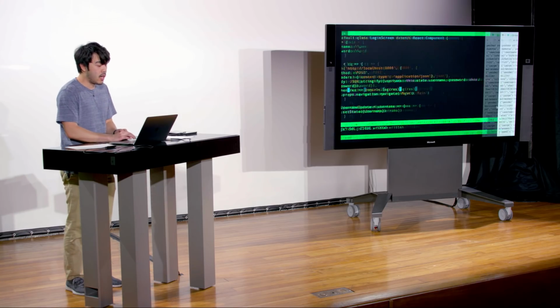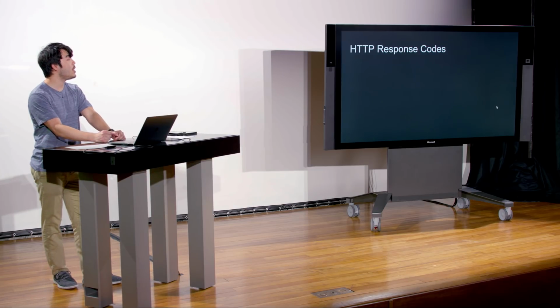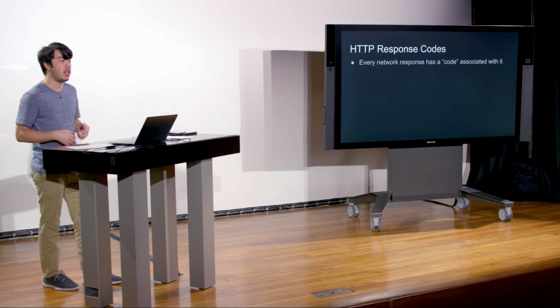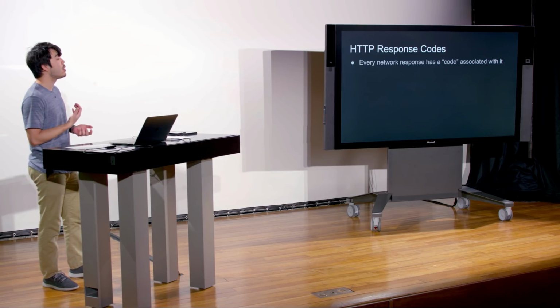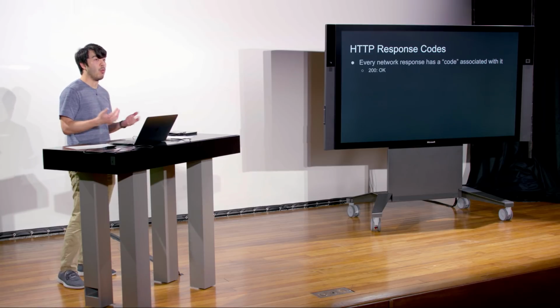Well, it turns out that's not an arbitrary number. That number is actually part of a standard. It's an HTTP request code. So every single network response actually has a code associated with it. And these codes, they mean something. It tells you exactly whether or not this response or this request was successful. And so if everything went great, we get a 200. So 200 just means, OK, it worked. Good job.